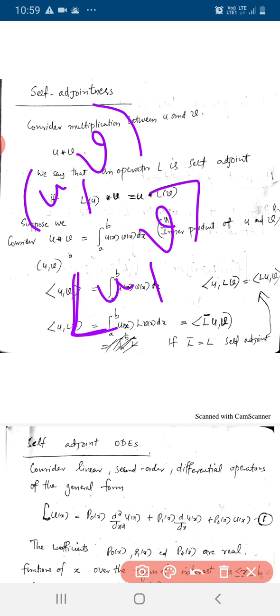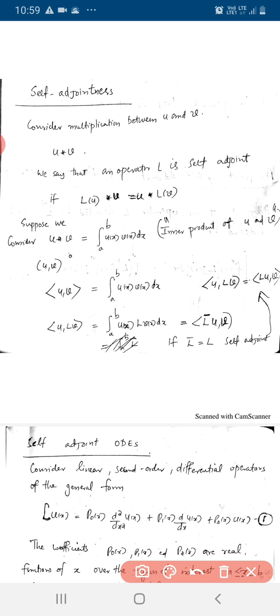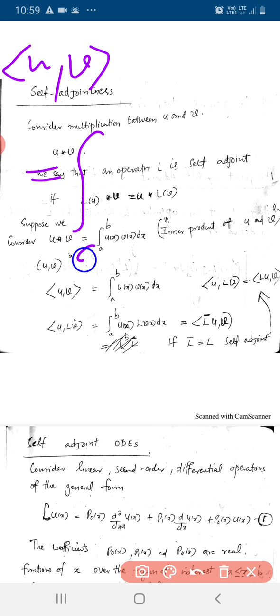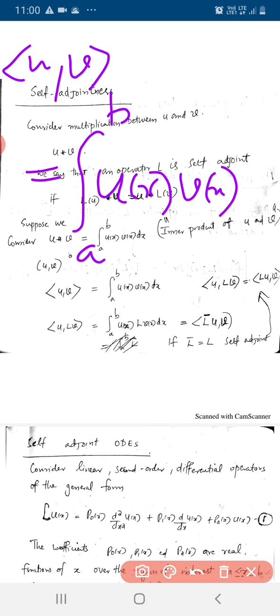u and v are two functions, and it is given by u comma v equal to the integral from a to b, where a to b is the interval in which you consider this, of u of x v of x dx. So this is how we represent the inner product of the two functions u and v.